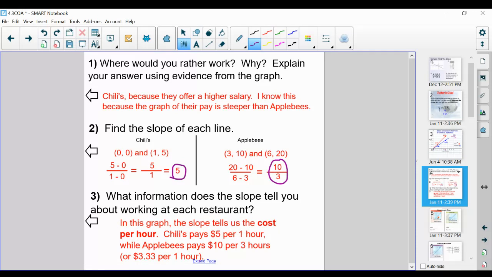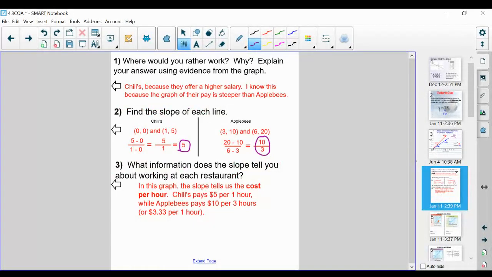Yeah, in the graph, the slope tells us the cost per hour. Chili's pays $5 per 1 hour, while Applebee's pays $10 per 3 hours, or about $3.33 for 1 hour. So if we were to try to write an equation based upon these, let's do that together. Let's try to figure out the equations.